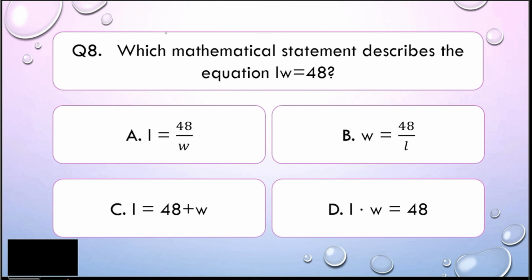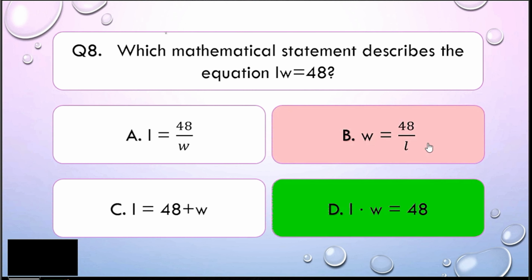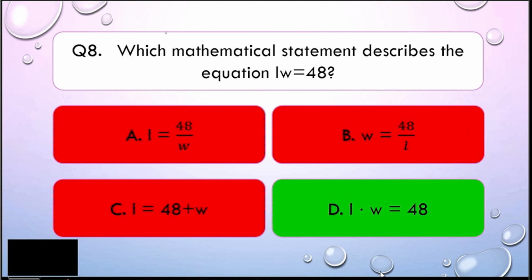Alright, math learners, this question is one of the easiest questions because it just pertains to what is the process that we will be doing if ever we have an equation LW is equal to 48. Now, if that is the case, my dear math learners, what we need to do is when two variables are beside each other, that is multiplication. So therefore, that means L times W is equal to 48, and that is letter D. All right. Easy, right? Very easy, my dear math learners. So now let us go to question number 9.